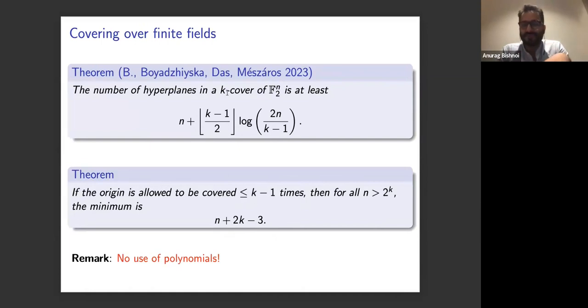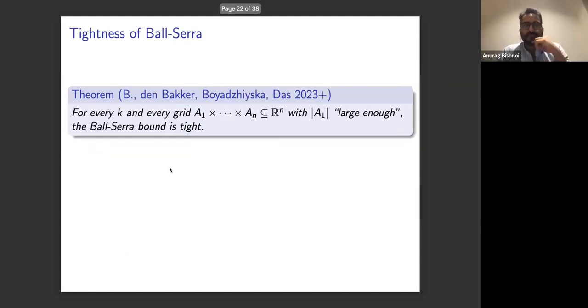I didn't want to talk too much about this. It's slightly old, but that's the idea. This is misleading, the 23 is misleading. Okay, good. So moving on.